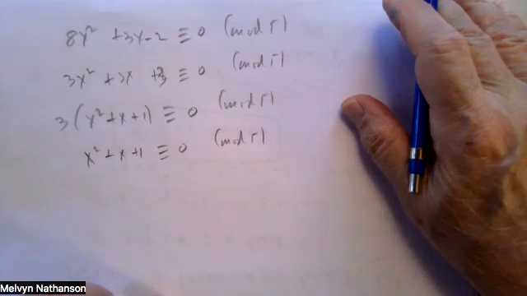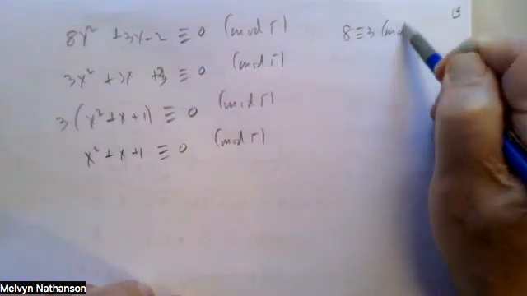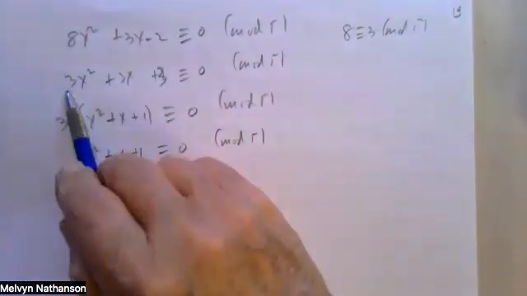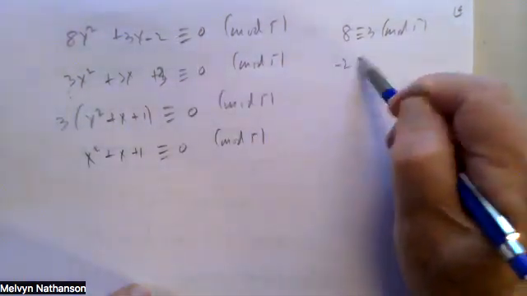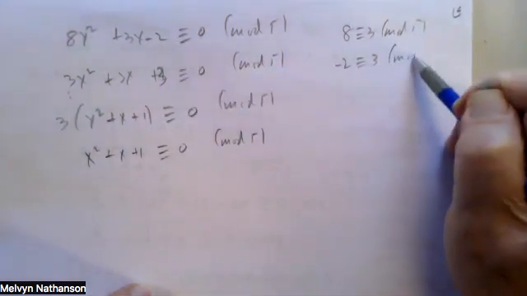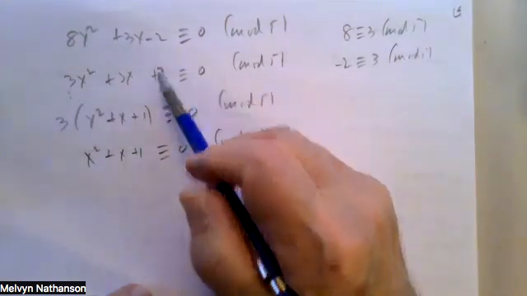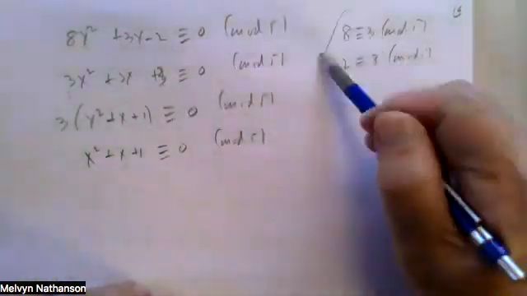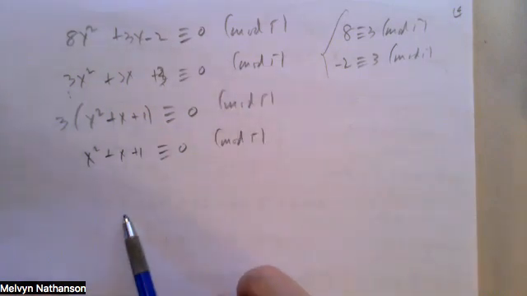Professor, how did you get 3x squared plus 3x plus 3? So from here to here, 8 is congruent to 3 mod 5, right? So I can replace 8 by 3. Minus 2 is also congruent to 3 mod 5. So I can replace minus 2 by plus 3. Because these are congruences, mod 5.